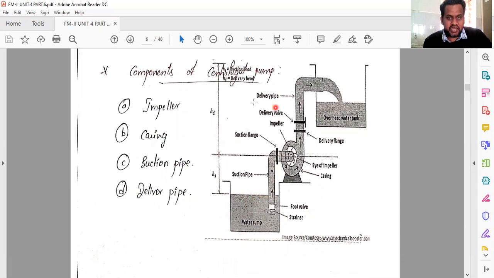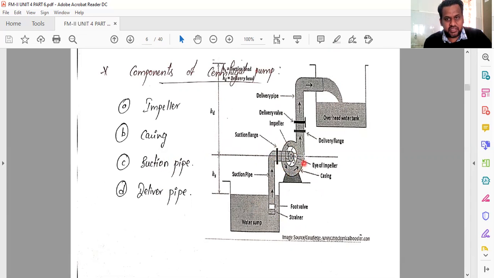So if you take this entire arrangement of the centrifugal pump, this portion is nothing but the tank from where you need to lift the water to this particular tank. Okay. So for that, there will be a pipe, one end of which will be inside the sump, and the other end will be connected to the eye of the impeller. So this pipe is called the suction pipe. Okay.